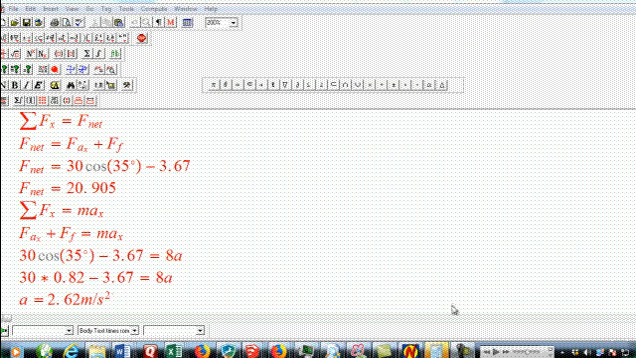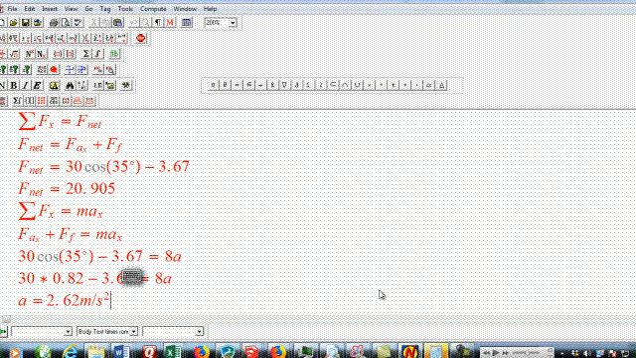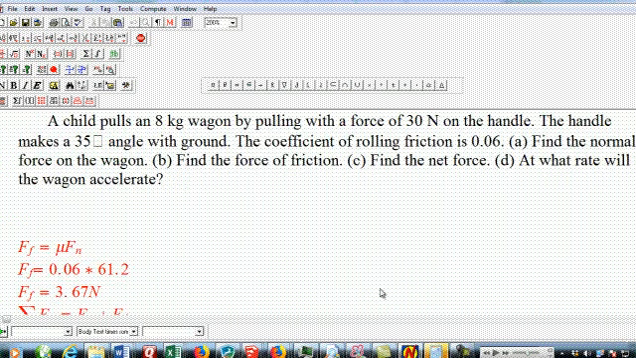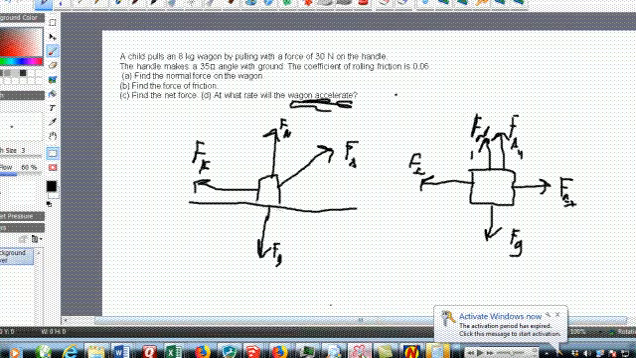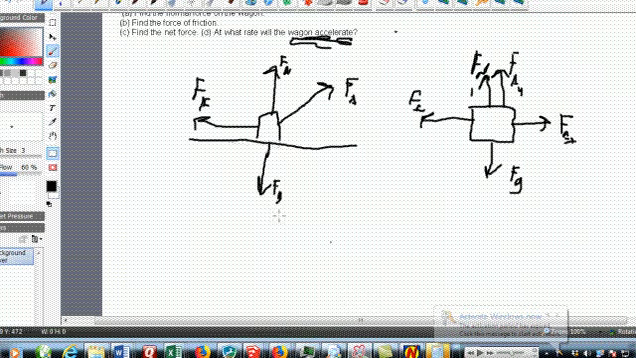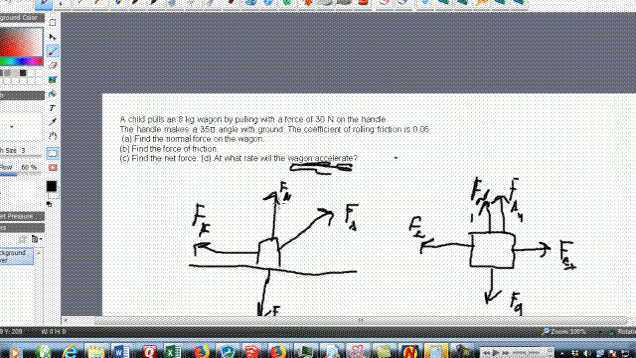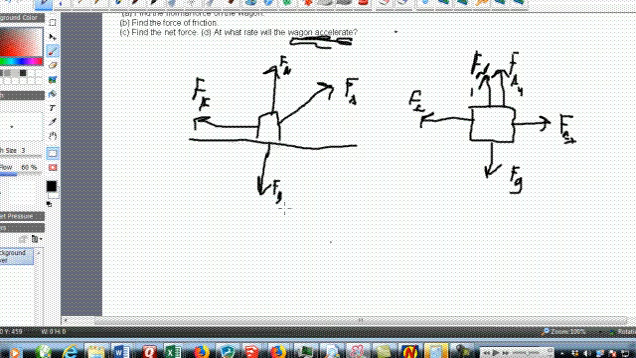Somebody just deleted the entire video, so we're gonna go back and look at part B. I know that going back to my picture point A, I had an Fn minus an Fg. I had Fn up, Fg down. Therefore, I had also Fa going at an angle of 35 degrees.